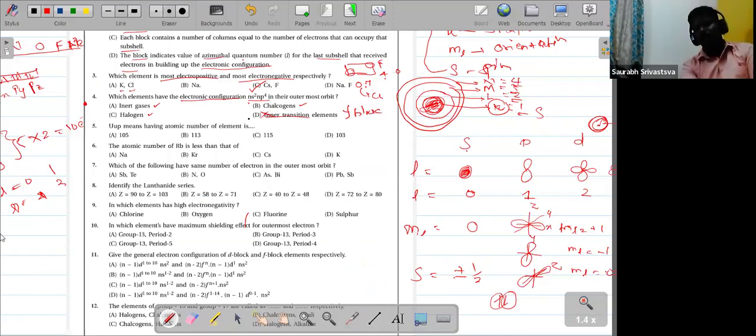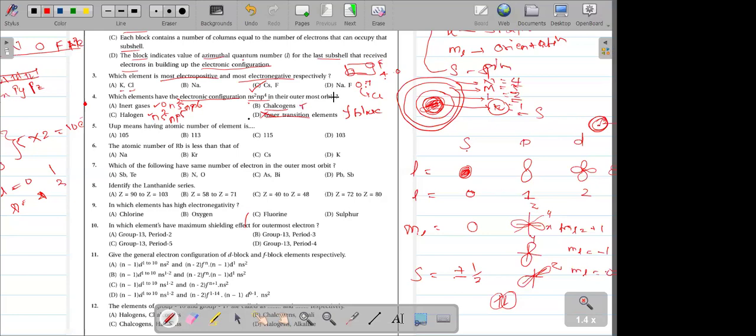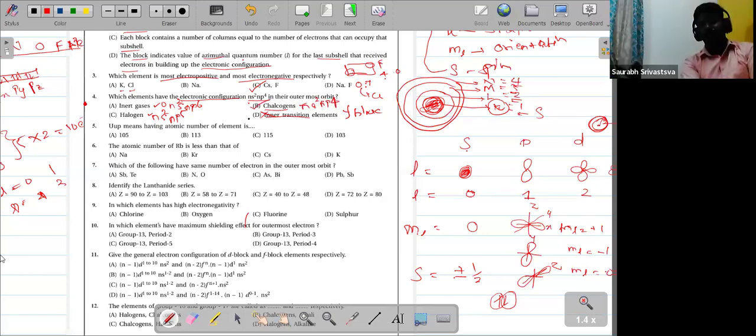So this is out of the question. Inner transition should not be the answer. Next, inert gas. This electronic configuration is for the 8A group or 0 group element. A 0 group element means electronic configuration ns2 np6. This is the inert gas general electronic configuration. Next one is halogen. Halogen means ns2 np5. This is the halogen family. Next, chalcogen. Chalcogen means the oxygen family. Oxygen family means ns2 np4. This is the chalcogen family. So the answer is B.